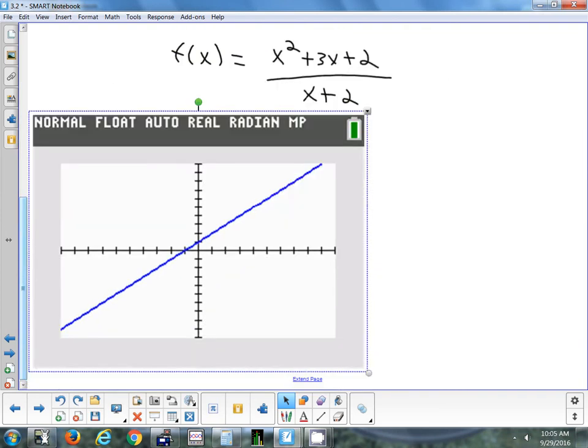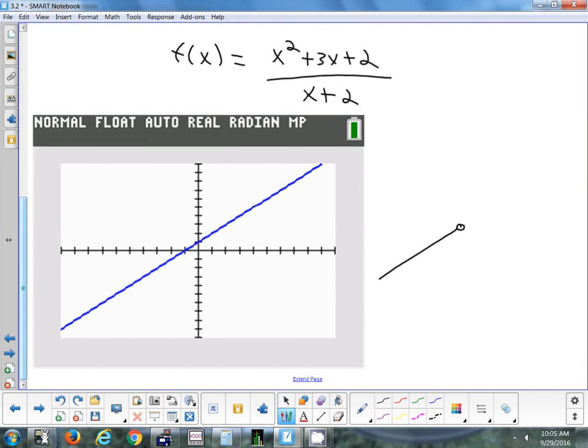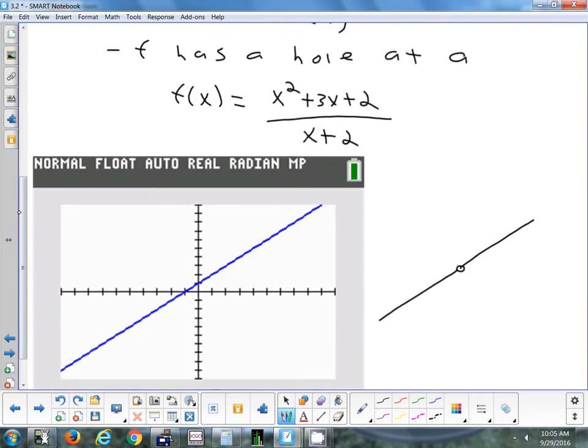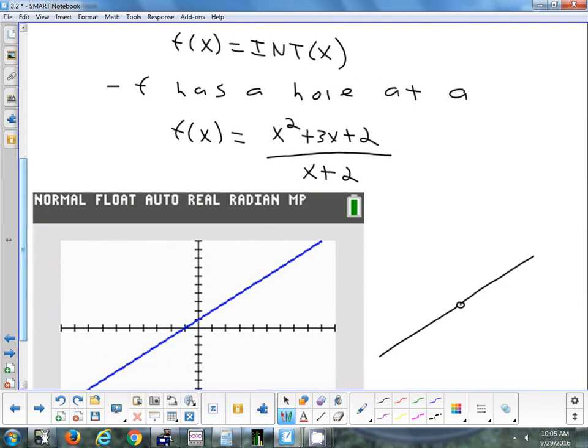So what we do when we sketch it, if we want to show there's a hole, is we kind of exaggerate it and show there's a hole just like that. And I can give you another little insight into why there's a hole here. What do you get if you factor the numerator?